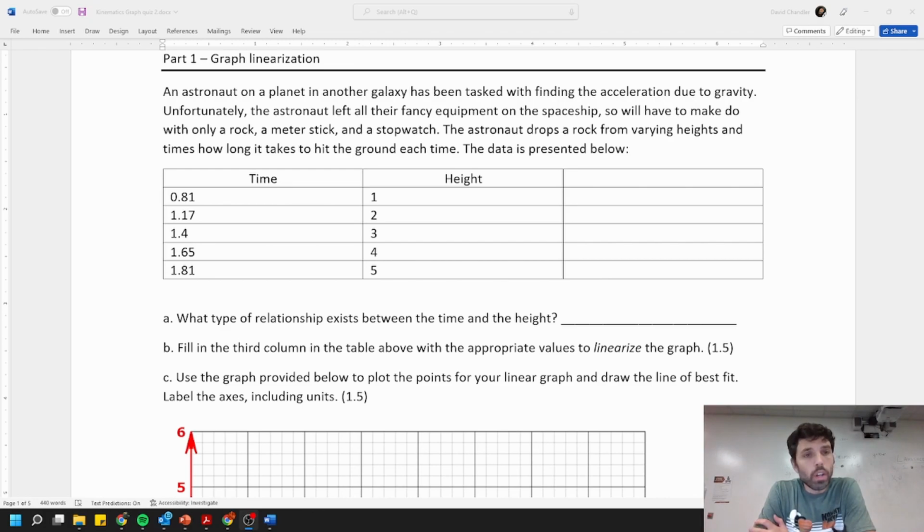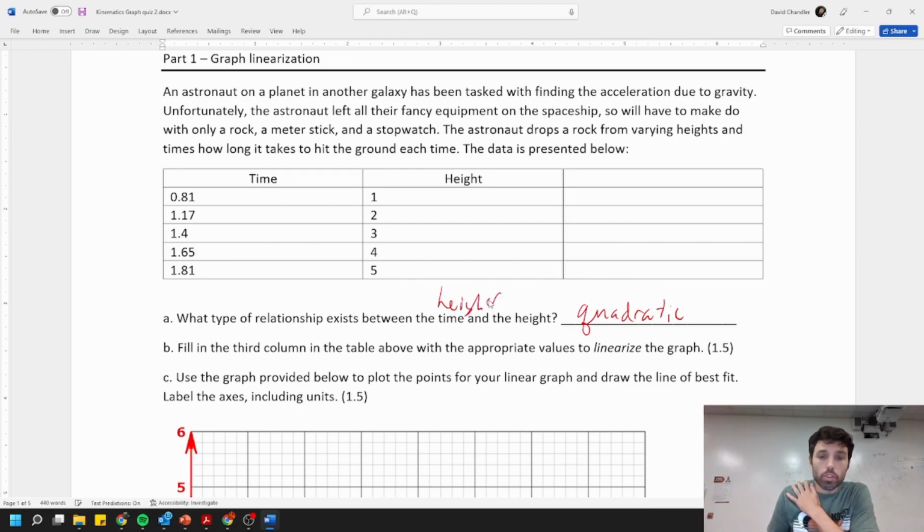The first problem was a graph linearization problem. We have an astronaut on an alien planet, and he or she is tasked with finding out what the acceleration due to gravity is. So they drop some rocks from varying heights, and most of you figured out this was a quadratic. Once you plotted these points, you found it was a quadratic relationship between time and height. That means that the height is proportional to the time squared.